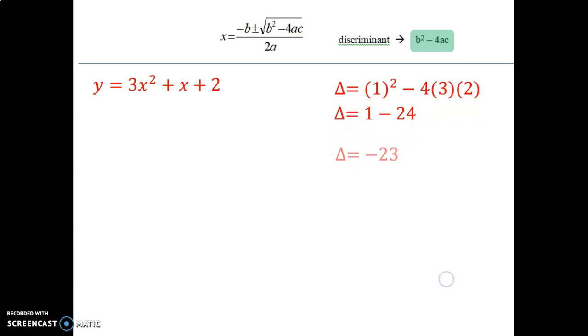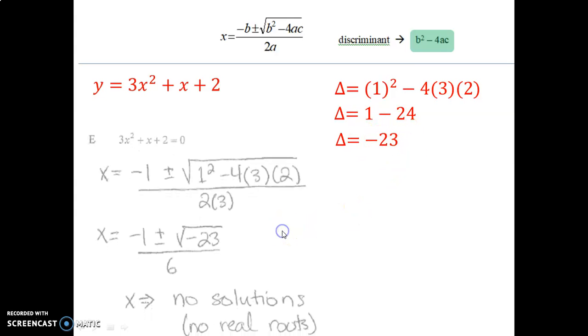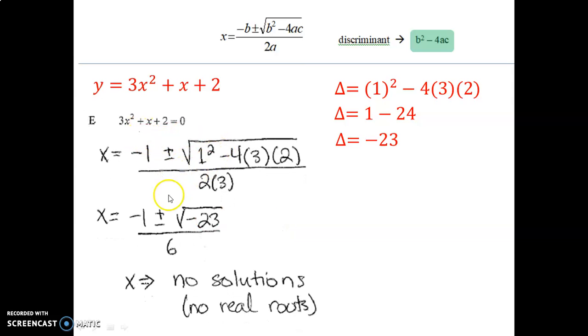Let's check our work. This time the discriminant is 1 minus 24, which is negative 23. Hey, our first negative discriminant that we've gotten. So let's see what happens. Here's the quadratic formula solving that quadratic, and there's our discriminant that matches what we found here. But now we have a root of negative 23, a root of a negative number.